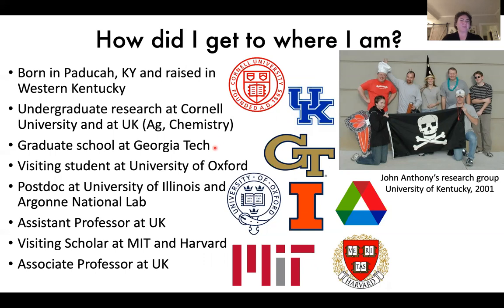I then moved to Georgia Tech for grad school, where I studied species called radical cations. So think of an amine and you take away one electron and you get a radical cation species, a positive charge with 3 bonds and 1 electron. I was a visiting student at Oxford University for 6 months, and that was a great experience where I got to start a new research project and live in a foreign country.